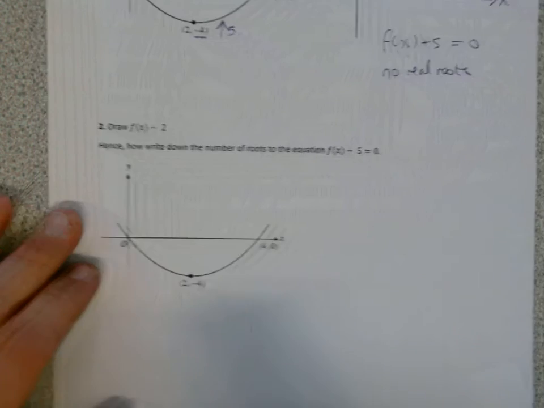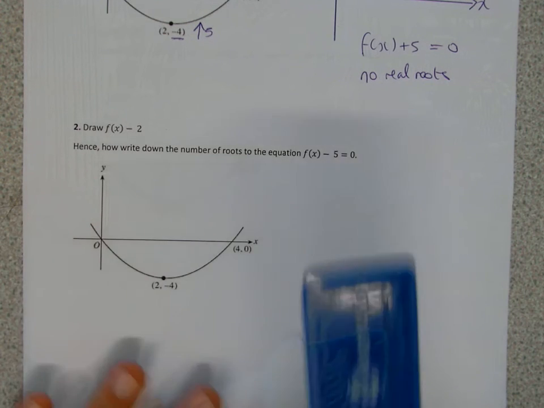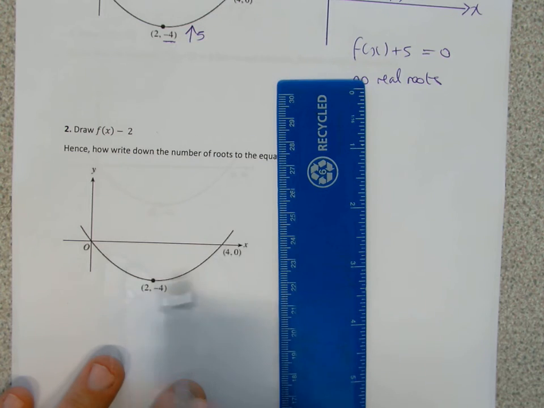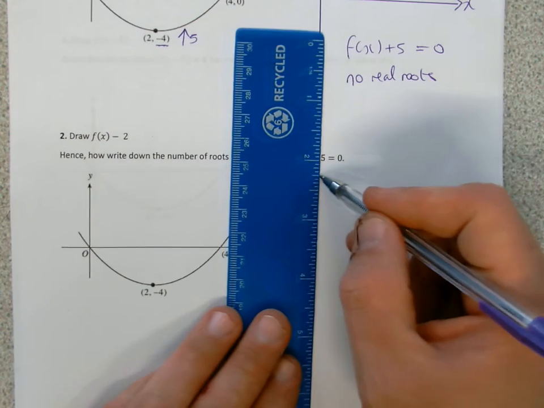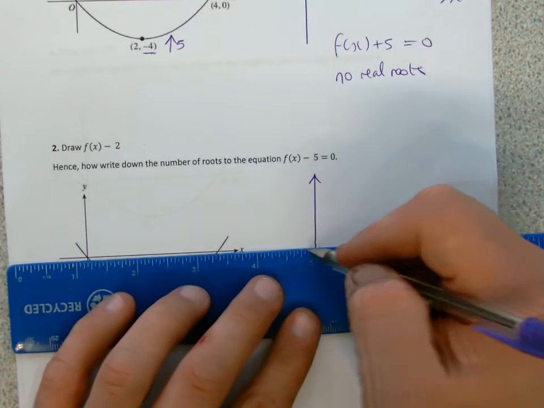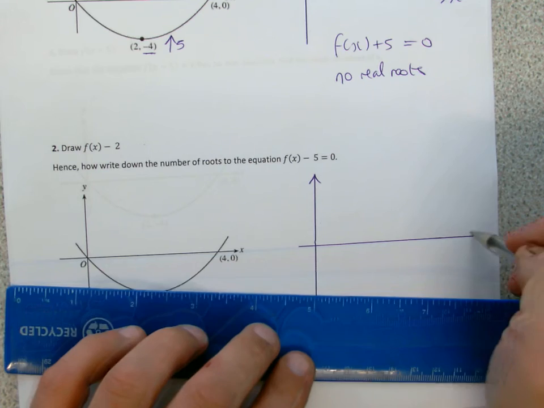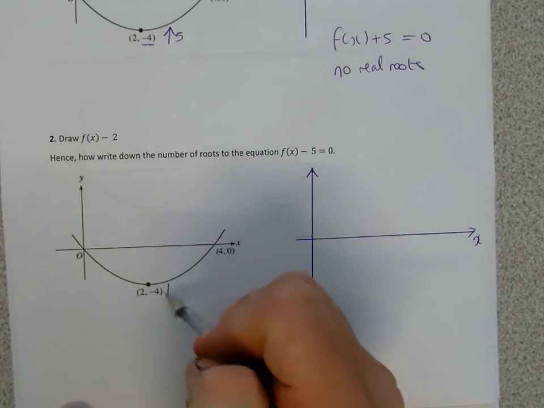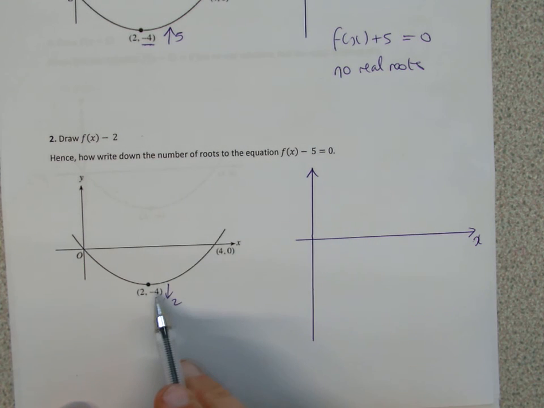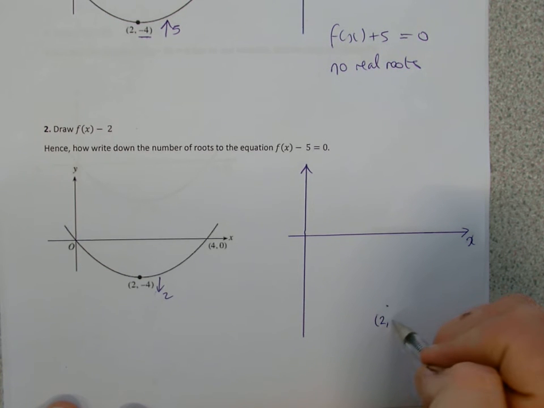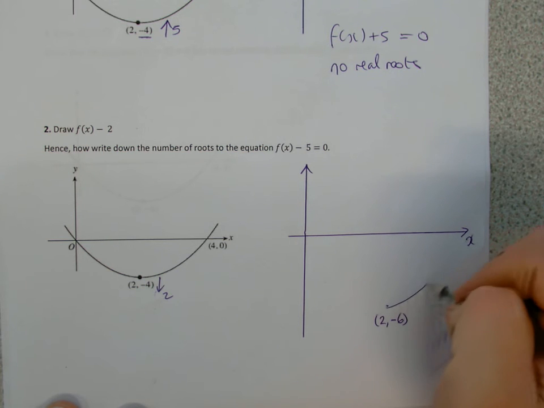Question 2 says f of x minus 2. In this case, you're taking away 2 from f of x, so the y values are shifting down. So we're going to draw our y-axis and x-axis, maybe a little bit more for the y-axis in the negative direction. Shifting down 2, that's going to be minus 6, isn't it? That's going to be minus 6 here. The x value will stay the same. So you're going to have your graph then.